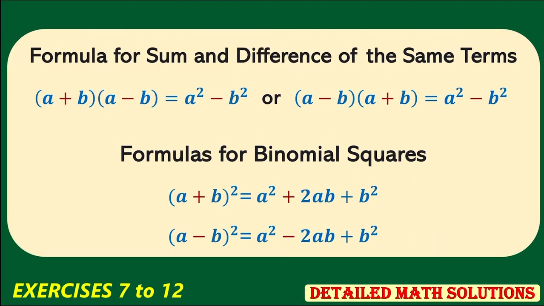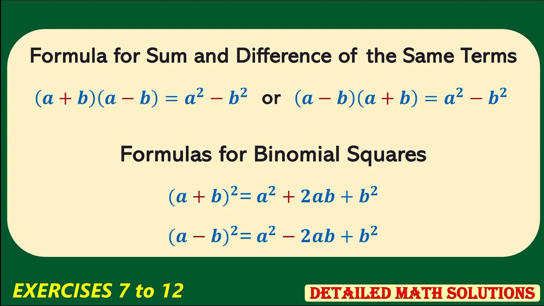To solve these exercises, I'm going to use the formula for sum and difference of the same terms. A plus b in parentheses multiplied by a minus b in parentheses equals a squared minus b squared, which can also be written as a minus b in parentheses multiplied by a plus b in parentheses equals a squared minus b squared. In addition, I will use the formulas for binomial squares.